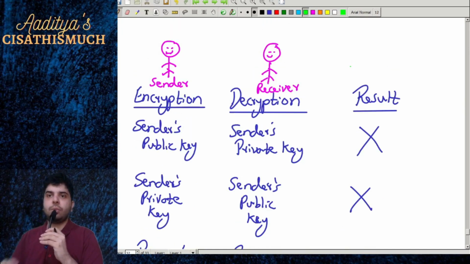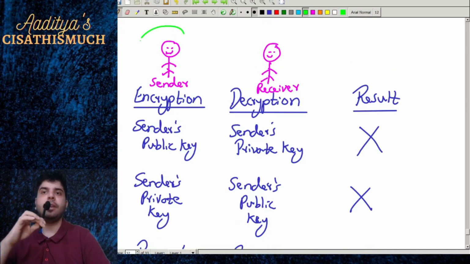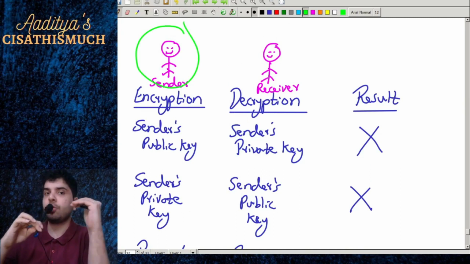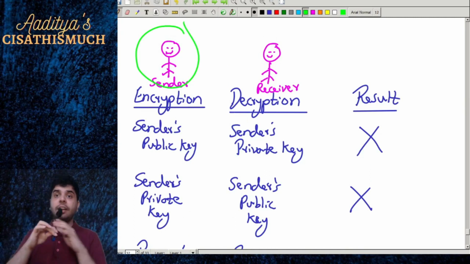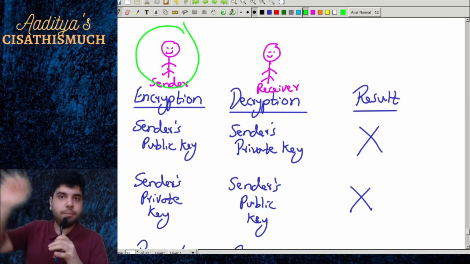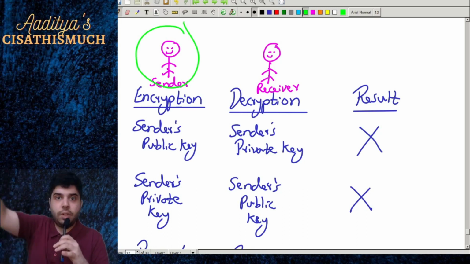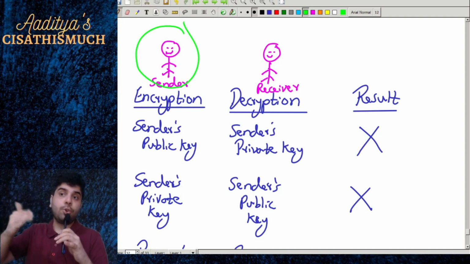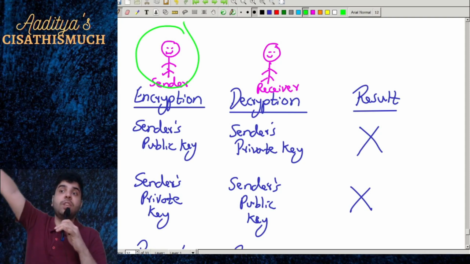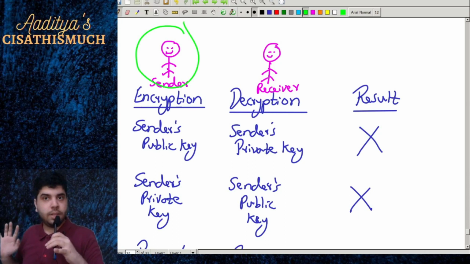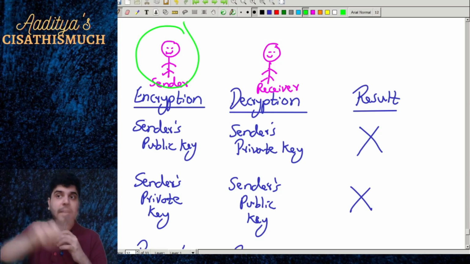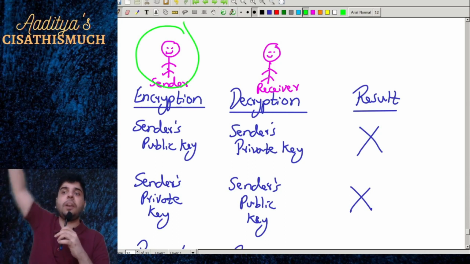So as you can see on the screen, there is a sender. Now obviously the sender is supposed to encrypt, because the sender is someone who is sending the data to the receiver. So the sender is supposed to encrypt and the receiver is supposed to decrypt.